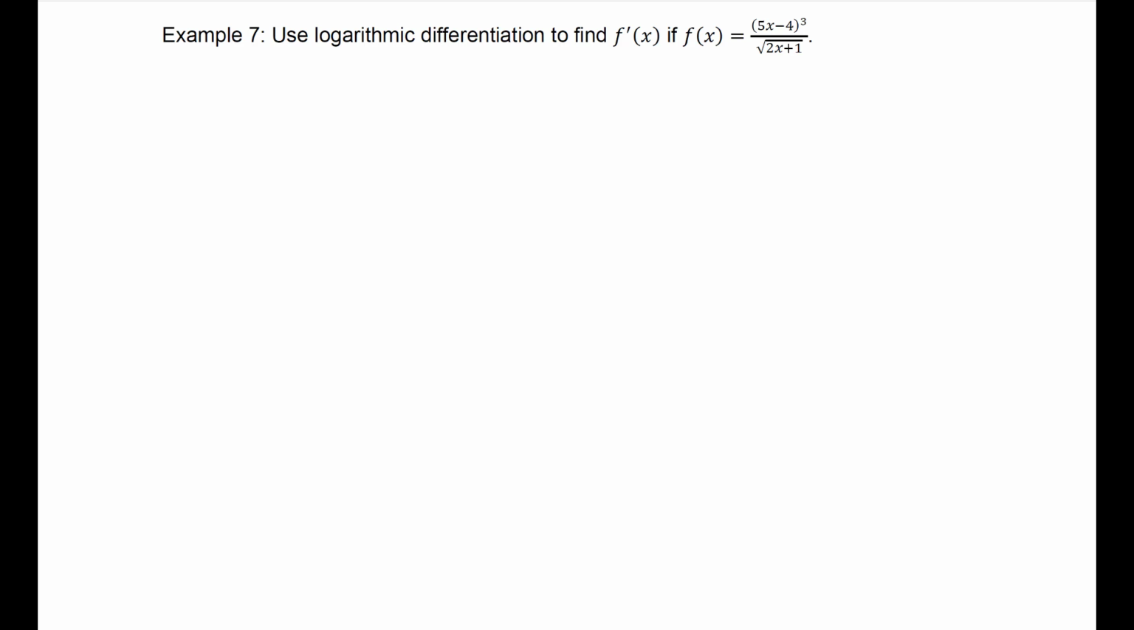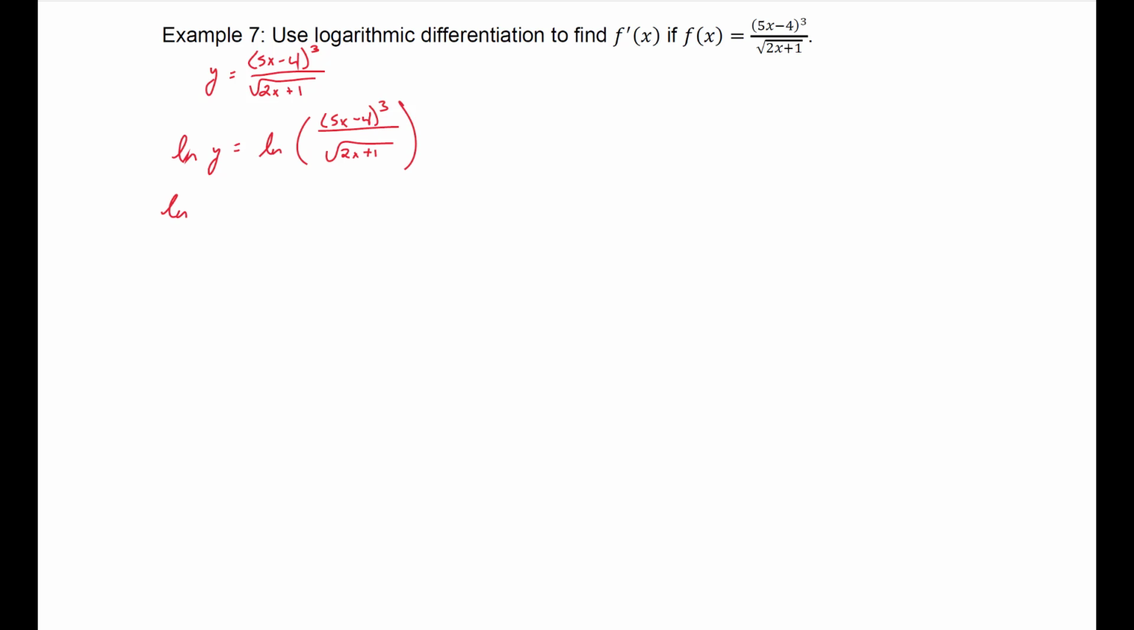All right, so the last example, example 7. We want to use logarithmic differentiation to find f prime of x if f of x is (5x minus 4) to the third power over the square root of 2x plus 1. So the first thing we want to do is replace f of x with y. So y is equal to (5x minus 4) to the third power over the square root of 2x plus 1. Now take the natural log of both sides, so natural log of y equals natural log of all this stuff, (5x minus 4) to the third power over the square root of 2x plus 1.